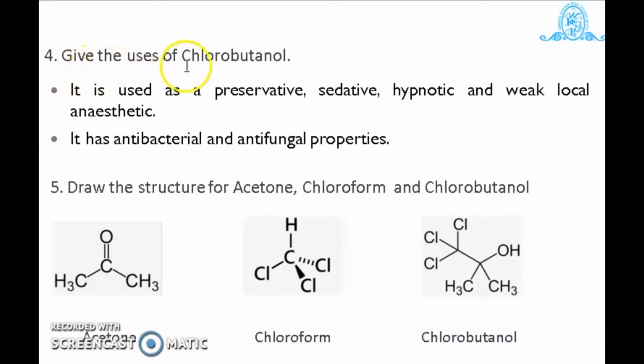Next question, give the uses for chlorobutanol. It is used as preservative, sedative, hypnotic, weak local anesthetic. And second, it has some antibacterial and antifungal properties also. Next question, draw the structure for acetone, chloroform and chlorobutanol. You can see on the screen, this is the structure for the acetone, this is the structure for the chloroform, and finally this is the structure for the chlorobutanol.